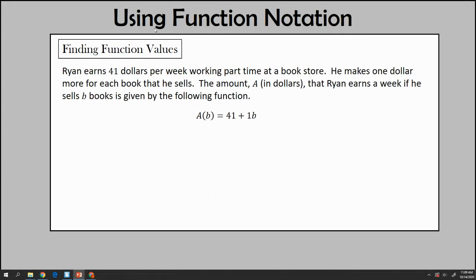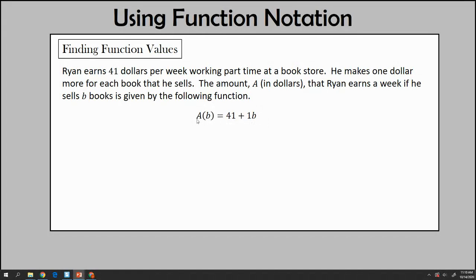Okay. Now we'll look at some applications of this and see where these function rules come from. This one says that Ryan earns $41 a week working part-time at a bookstore. He makes $1 more for every book that he sells. The amount that he earns in dollars in a week if he sells B books is given by this function. So A, which stands for the amount of money he earns, of B, which is books sold, is going to equal the $41 he gets every week plus $1 times every book that he sells.